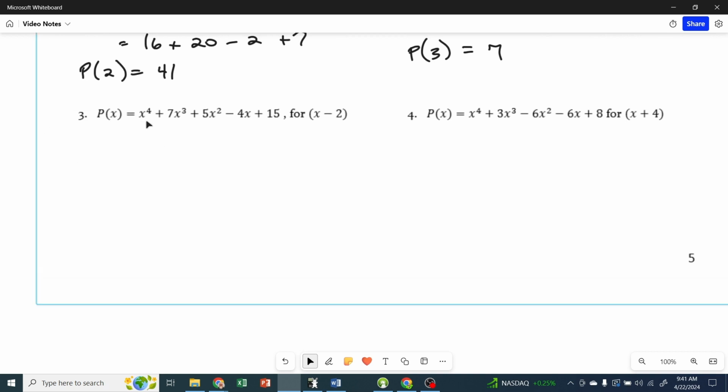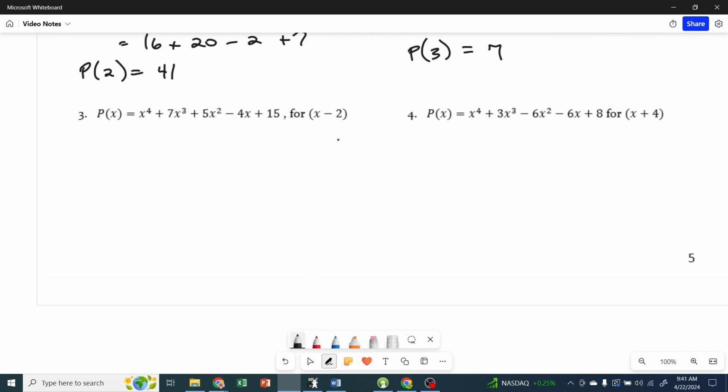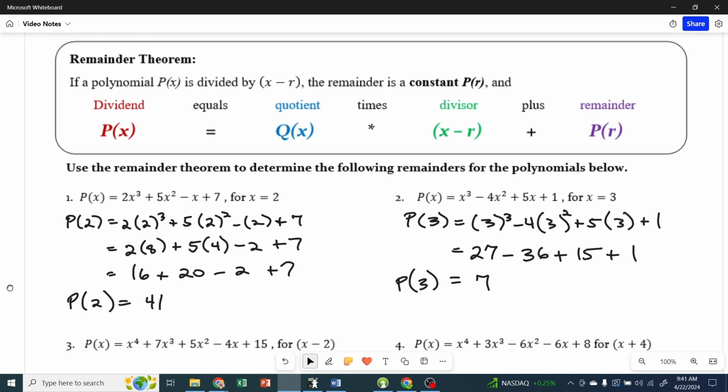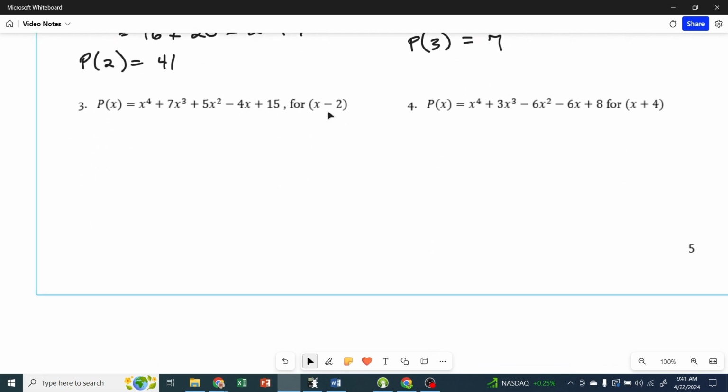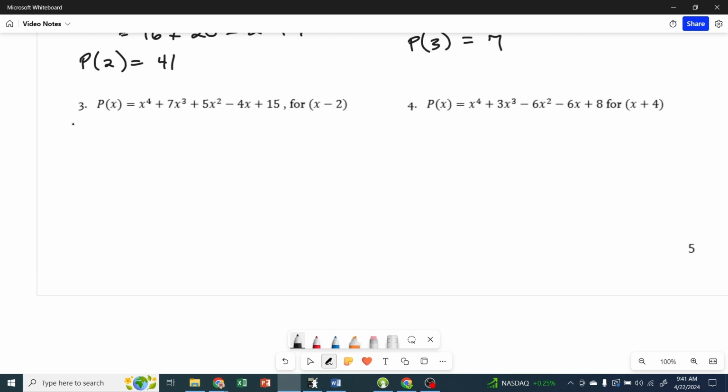Okay, so let's take a look at this here. All right, so we're going to divide by 2, right? When it's plus, then you would change the sign into negative, and we'll go over that for the next problem. So p of 2 is equal to 2 to the 4th plus 7 times 2 cubed plus 5 times 2 squared minus 4 times 2 plus 15.